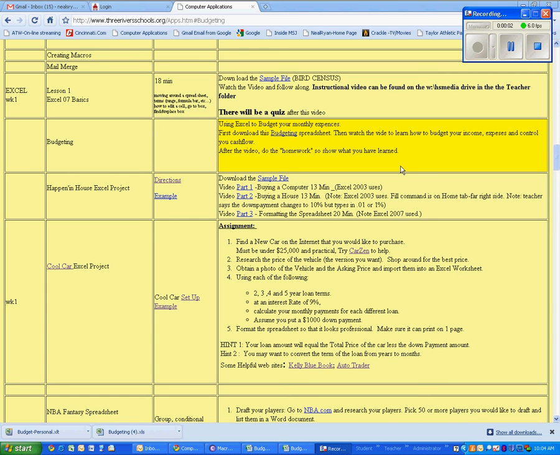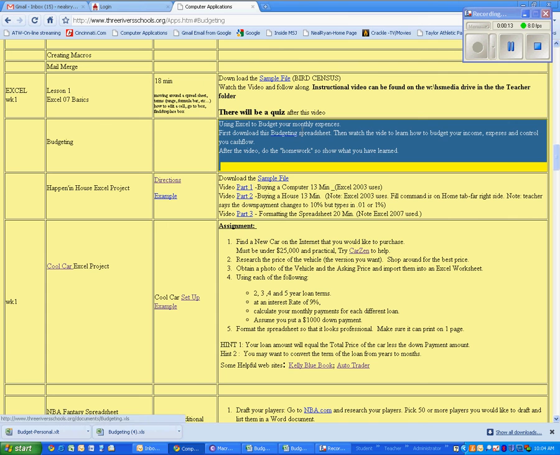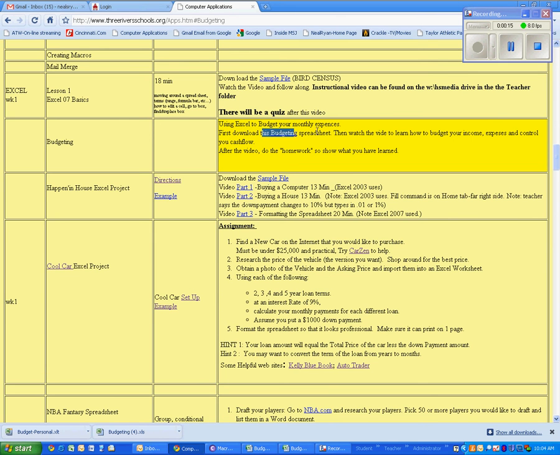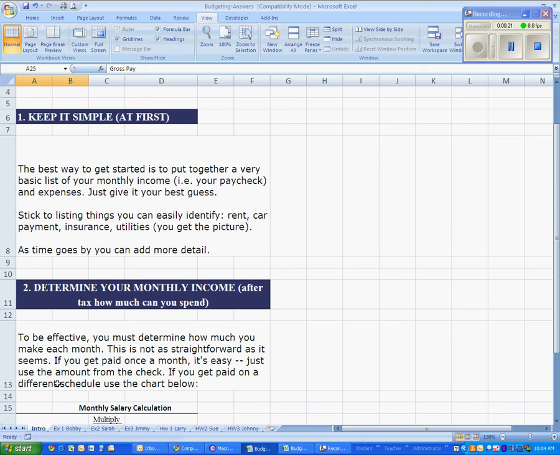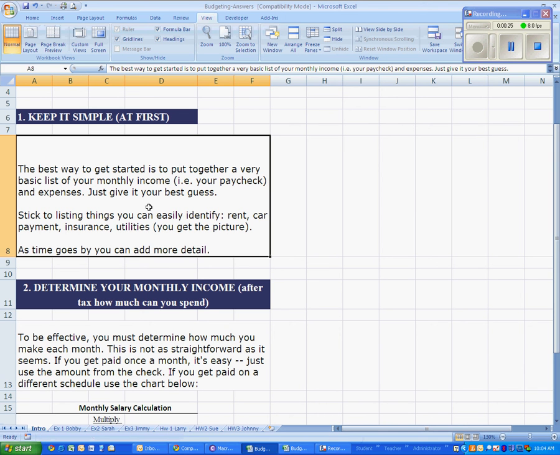Okay, we're going to spend some time talking about how to use Excel spreadsheets to help budget your monthly expenses. So you should have gone to my website and downloaded the budgeting spreadsheet that we'll be using throughout this project. When you open it up, the first page you come to, if you look down on the tab, is the Intro tab. And this talks just about some general concepts when it comes to budgeting.